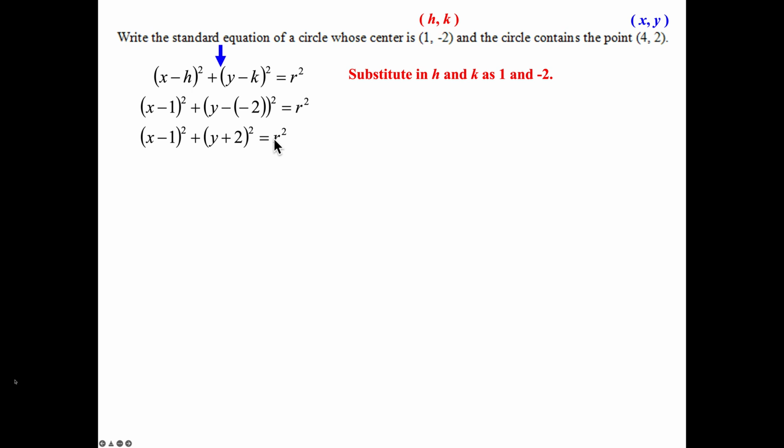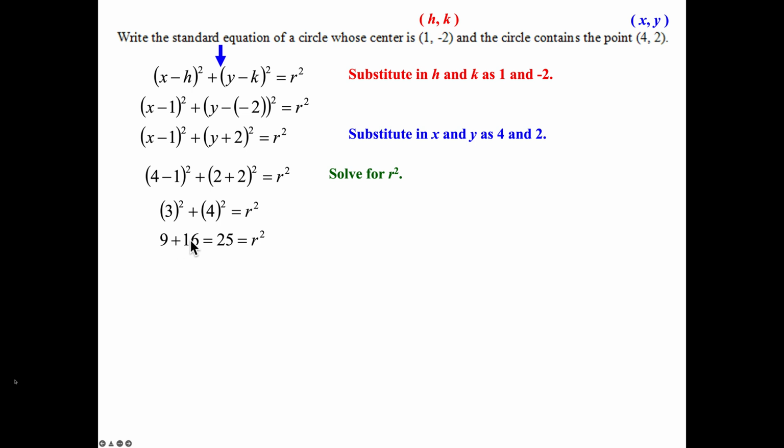I need to find the r squared. Well, if I know what x and y are, we could plug those in, crunch the numbers for r squared, and we're done. So let's do that. Put in the 4 for the x. 4 minus 1 is 3. 3 squared, 9. Put the 2 in for the y. 2 plus 2 is 4. 4 squared is 16. 9 plus 16 is 25. That's my r squared.